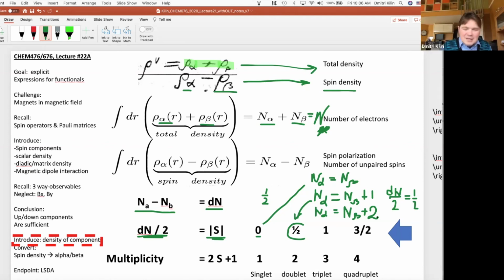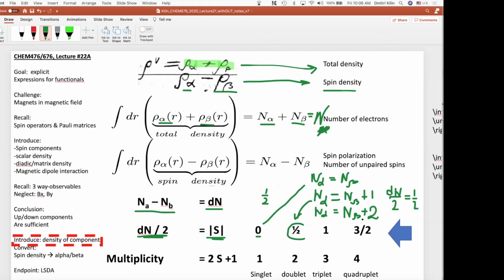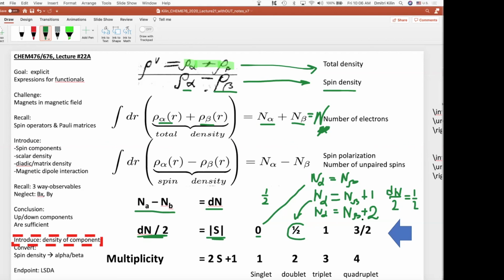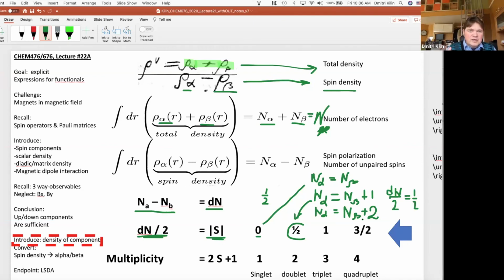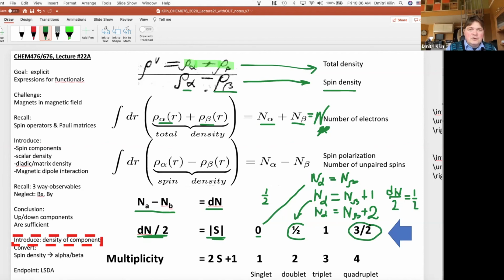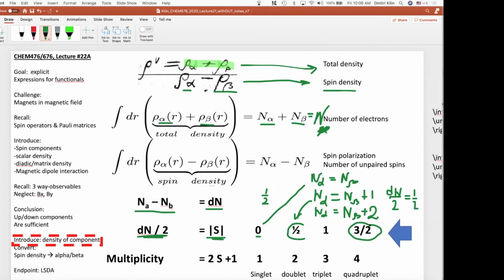Thank you, Steven. And now, Lina, would you like to comment on what the total spin will be if we have 3 electrons more in alpha than in beta? Yeah, so with 3 electrons, if all 3 spins are aligned parallel, the total would be 3 halves. Yes. Thank you very much.